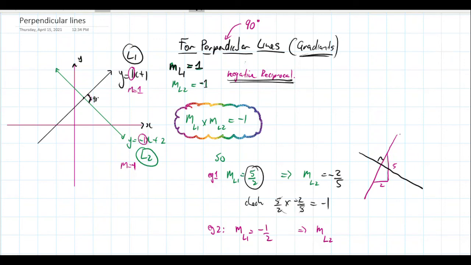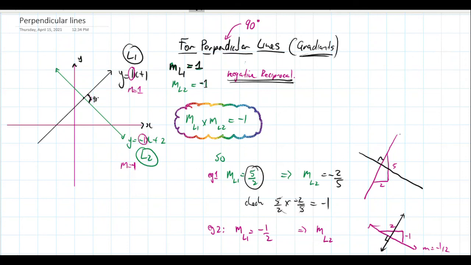If I had a line with a gradient of minus a half, that means that for every 2 units I go in the x direction, I go down 1 unit in the y direction. So that would be my gradient of minus a half. My perpendicular gradient, of course, would be at right angles to this.